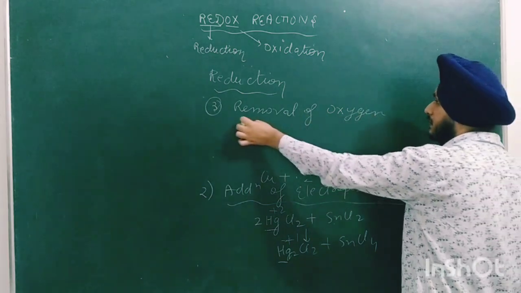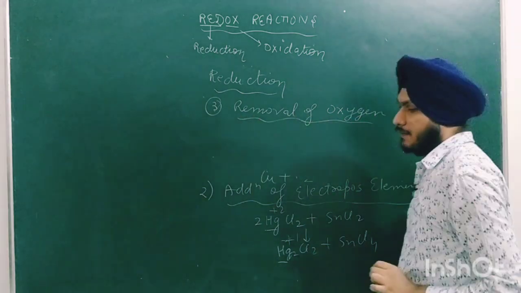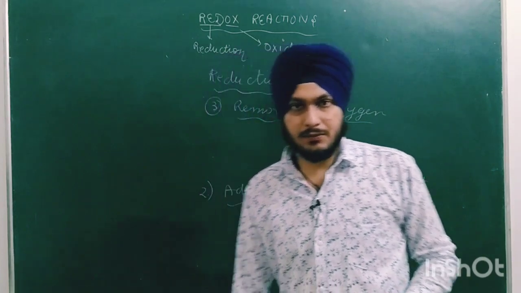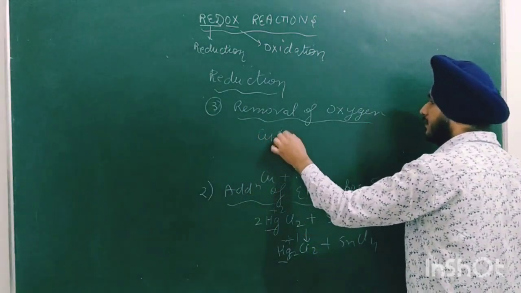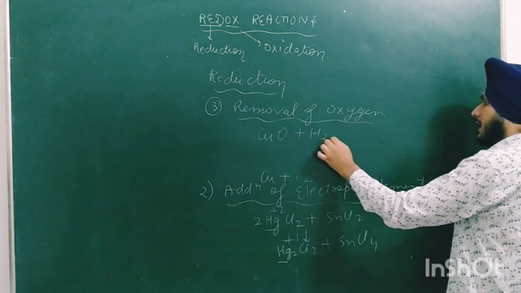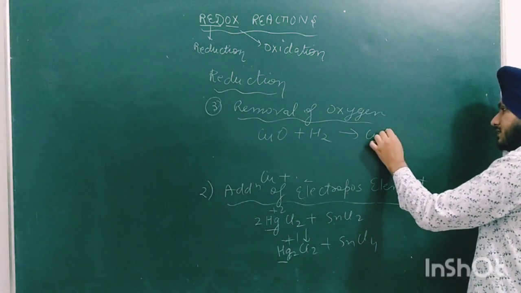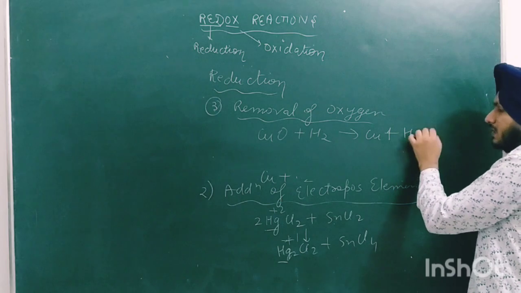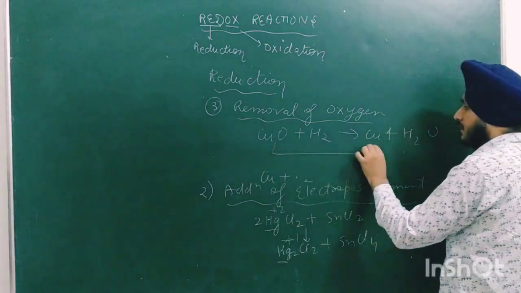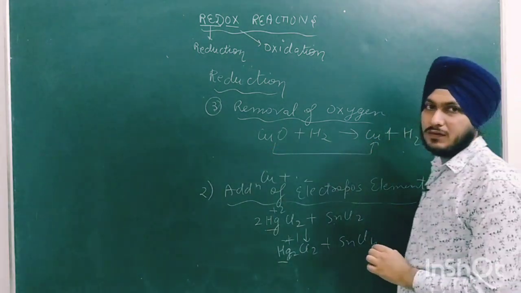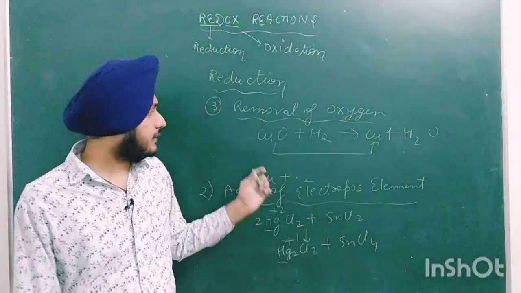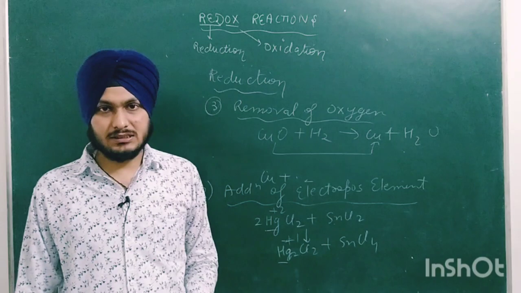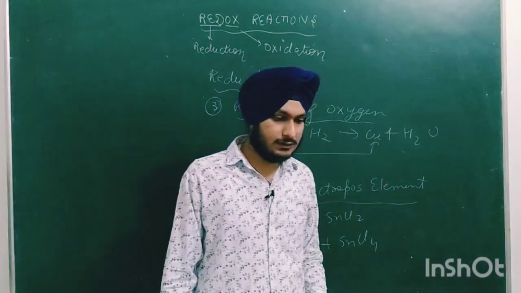Removal of oxygen. Now in removal of oxygen we have this example: copper oxide plus H2 gives copper plus H2O. So here CuO gets converted into copper, removal of oxygen takes place. That is why this reaction is known as reduction.